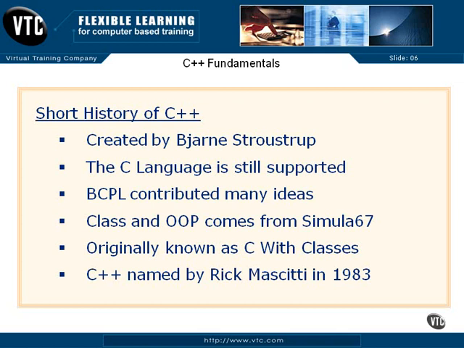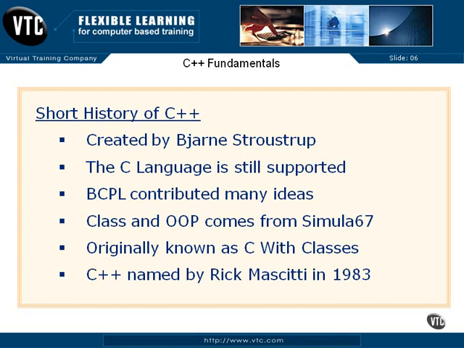But BCPL was another language that contributed a lot of ideas to C++. One of those is as simple as the // comment that you'll see. That // comment was in C for a while, was removed, and then put back again in later iterations of the language, and now is permanently in C++, and we'll use it quite a bit as we comment our way through things. That's just one of the things that came from BCPL. The class constructions and the object-oriented programming ideas come from a language called Simula 67.